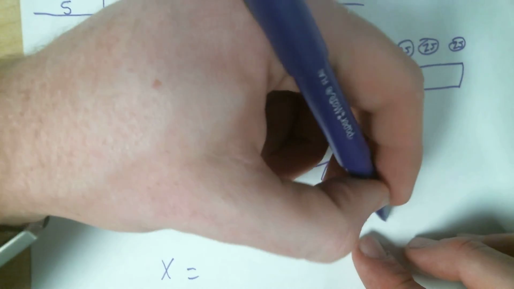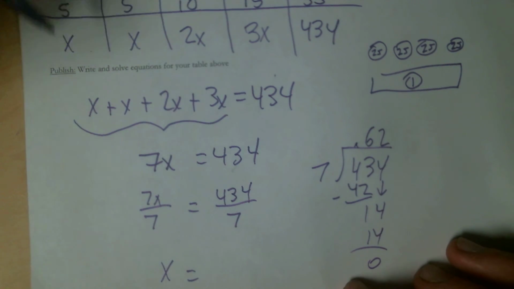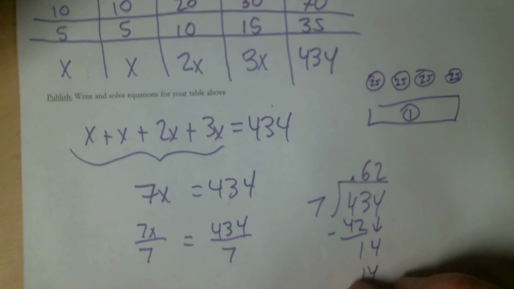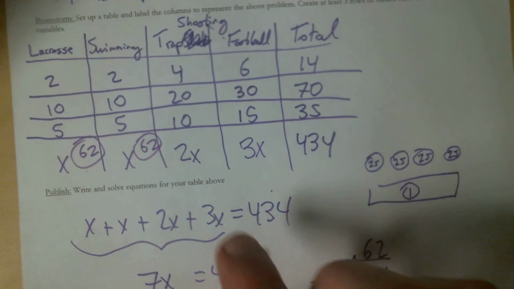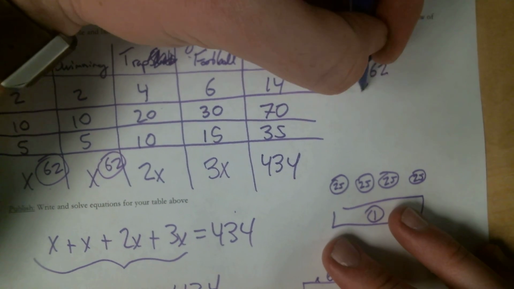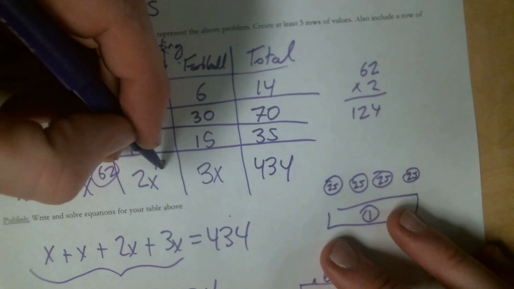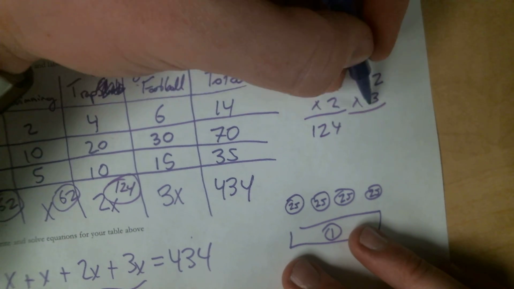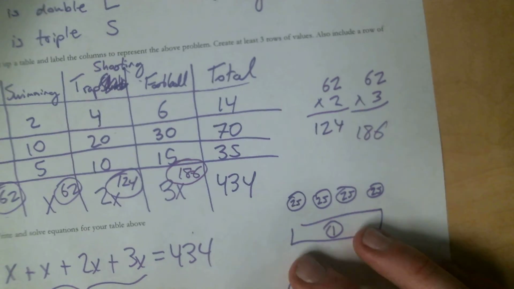And now this is pretty straightforward. 7 goes into 14 2 times evenly. So obviously lacrosse and swimming must be 62. So that's what I can say. I know lacrosse is 62, right? Swimming is 62. How do I figure these out? I just use my multipliers, right? So for this one, I would do 62 times 2. And that would tell me that there's 124 that want trap shooting. And I just got to do 62 times 3 to figure it out for football. And so I'd find out that it's 186.